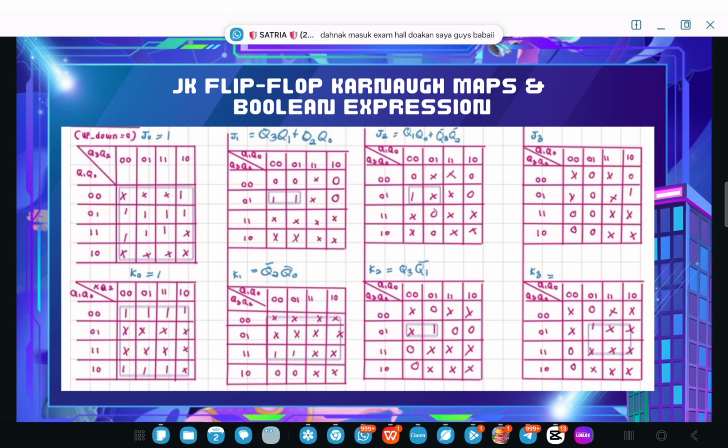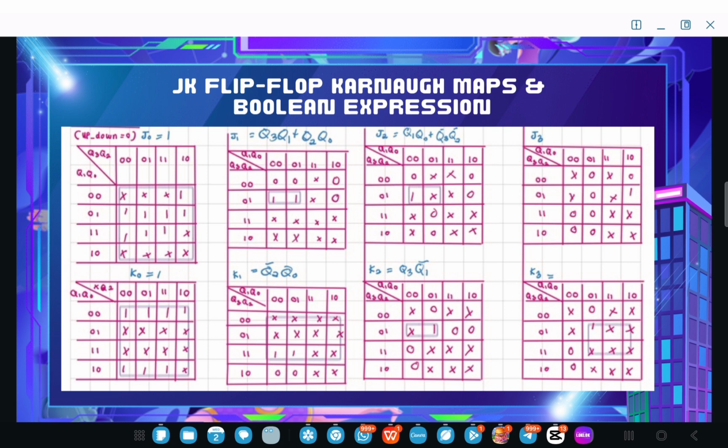Now, I will explain the Karnaugh map, or K-map, for the JK flip-flop. Our counter will use JK flip-flops because they are suitable for toggling operation, which is perfect for counting circuits. Each flip-flop, Q0, Q1, Q2, Q3, has a K-map to simplify the logic. We use the present state and next state for each output to fill the K-map.